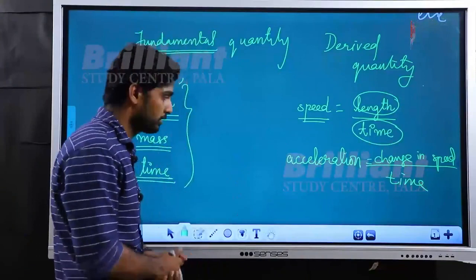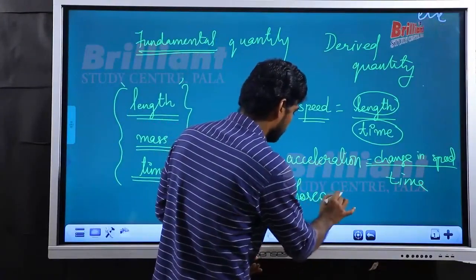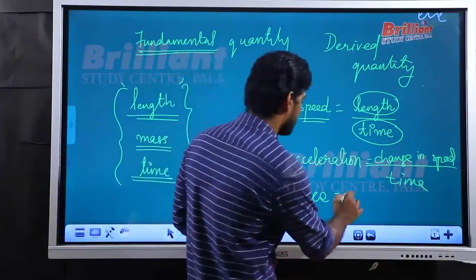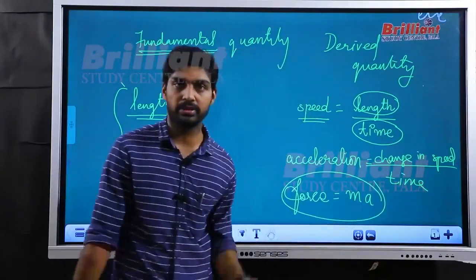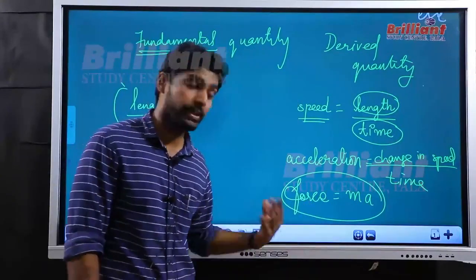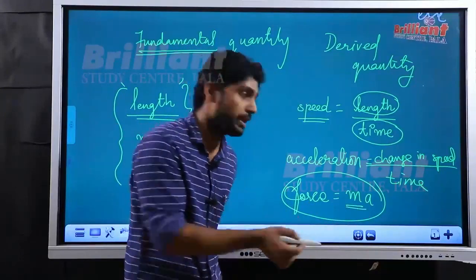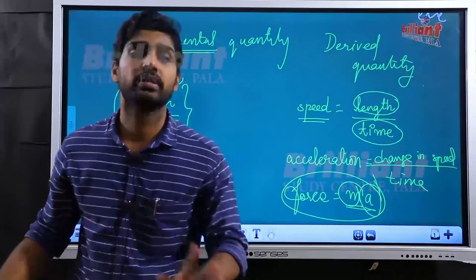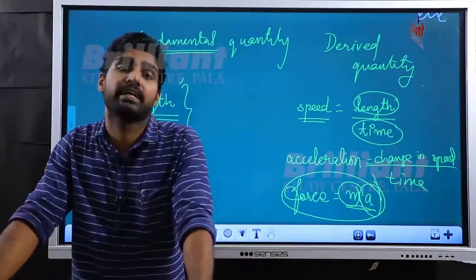Then we have another quantity, maybe force. You know the famous relation, force is equal to mass into acceleration, Newton's second law of motion. Now this force is again a derived quantity. How can we make sure of that? Because we have mass and acceleration. Mass is a fundamental quantity, acceleration is another derived quantity. So it doesn't matter which quantities are multiplied to get force, it is a derived quantity.